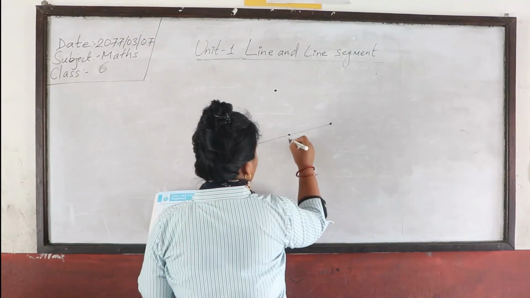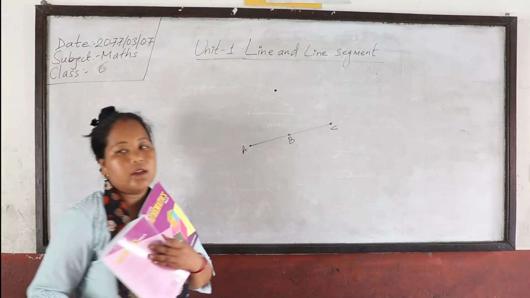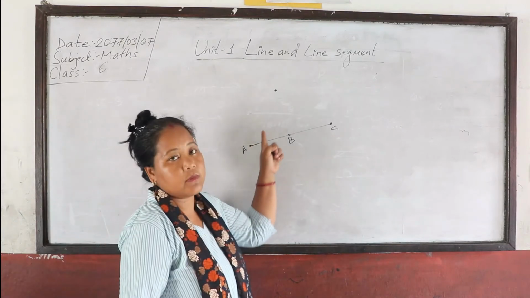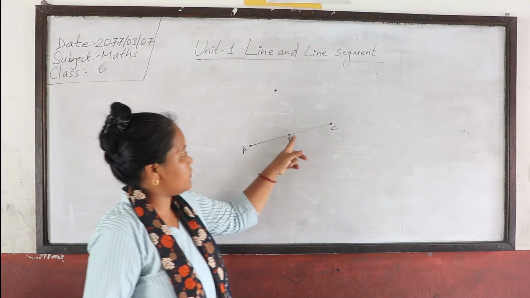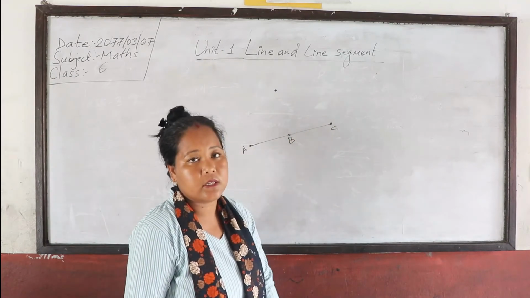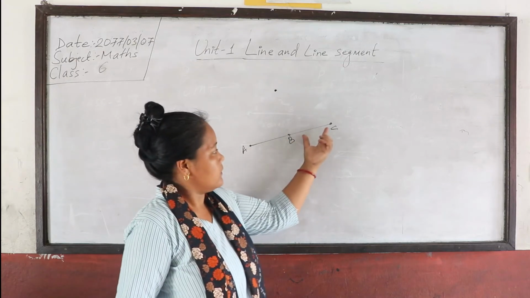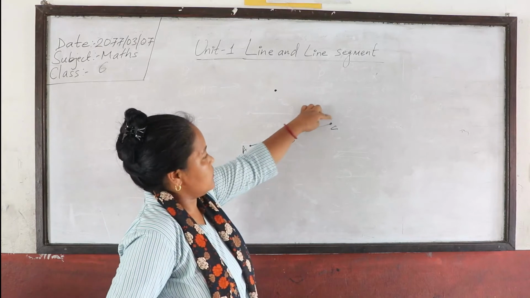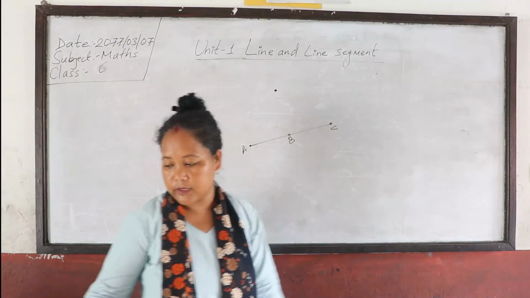A, B, C. Look at this, you have to write the names of 3 points and 3 line segments from this. The names of the 3 points are point A, point B and point C. And the line segments are line segment AB, line segment BC and line segment AC. Like this you can write.